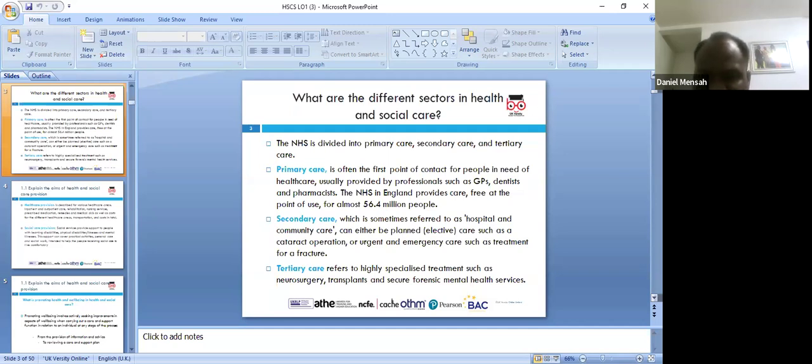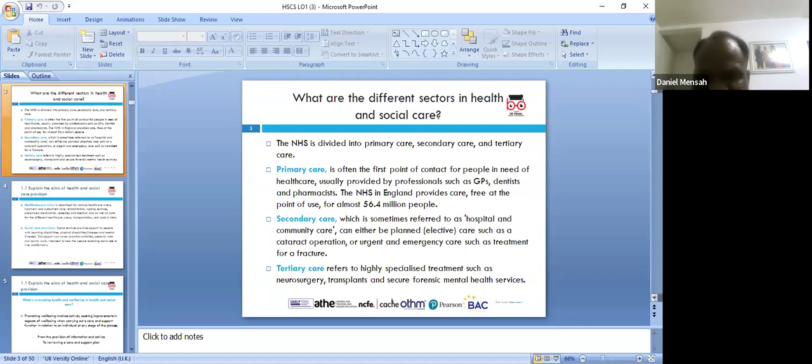So we all know that when we are sick in the UK, our first point of contact is our GP. This is what we call primary care, or the GP may refer you to a pharmacist after assessing you and giving you medication. They would expect you to pick up your medication from the pharmacist. That is what we call primary care. It's the first point of care when it comes to the NHS.